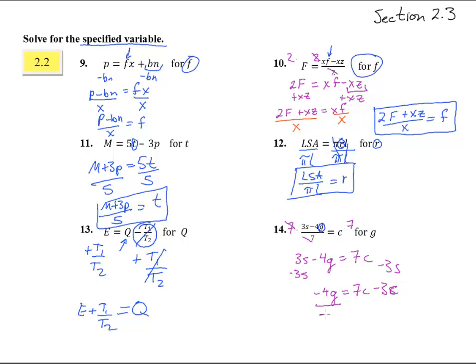Then divide by this negative 4, so the g is now by itself. We get g equals 7c minus 3s, that is an s, right? All over negative 4. Now, some of you may want to move that negative sign up to the top and make it a positive 3s and a negative 7c, and that's perfectly all right if you would like to do that. Good.